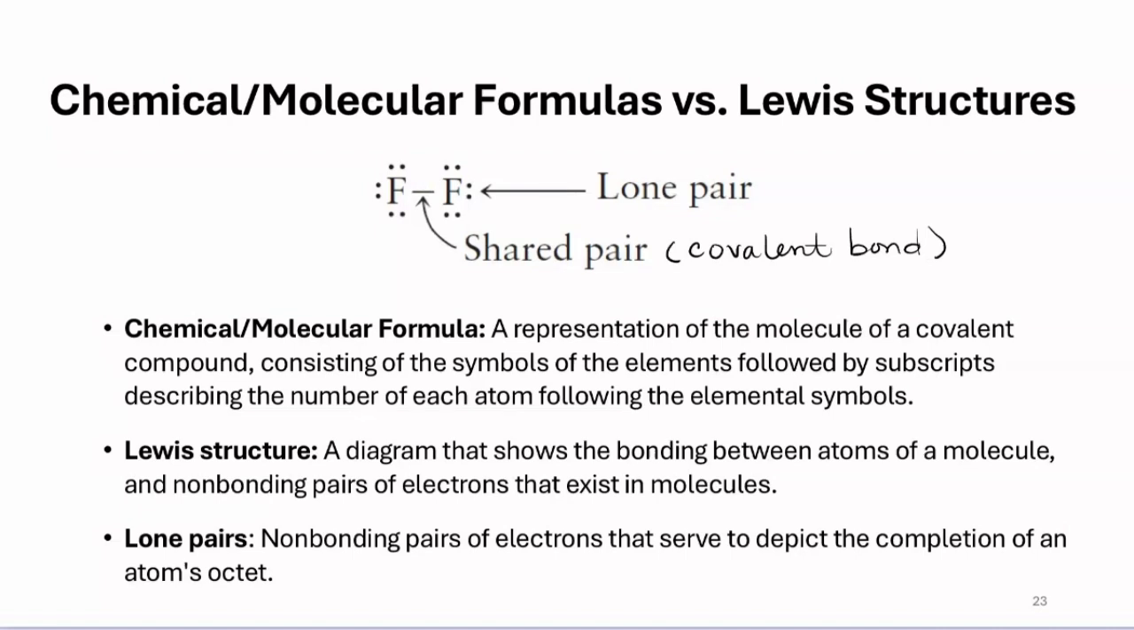Additionally, lone pairs may be written around the symbol for the element in a covalent compound. These lone pairs are non-bonding pairs of electrons, and they serve to depict the completion of an octet in an atom. We can see that in the example that we have, each one of the fluorines has 1, 2, 3 lone pairs.